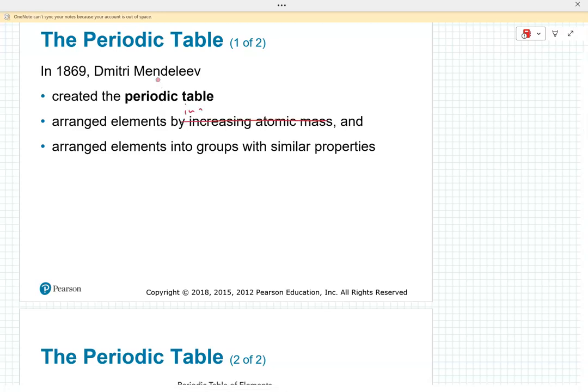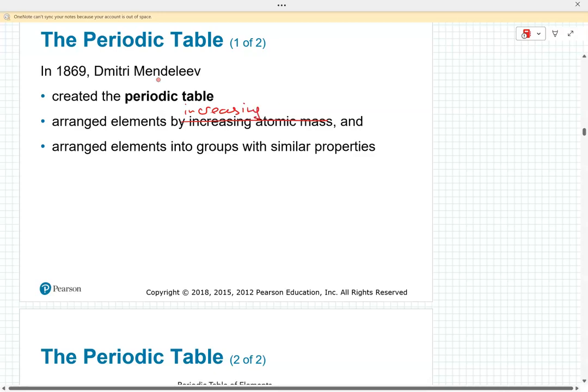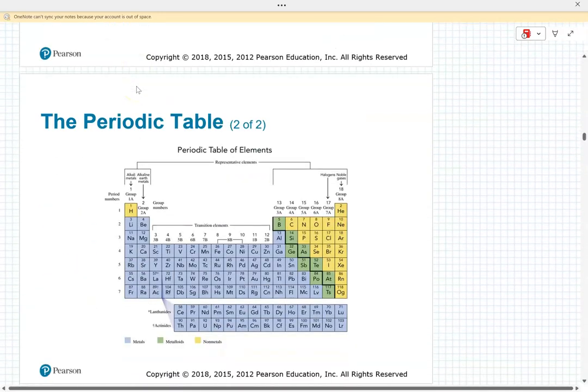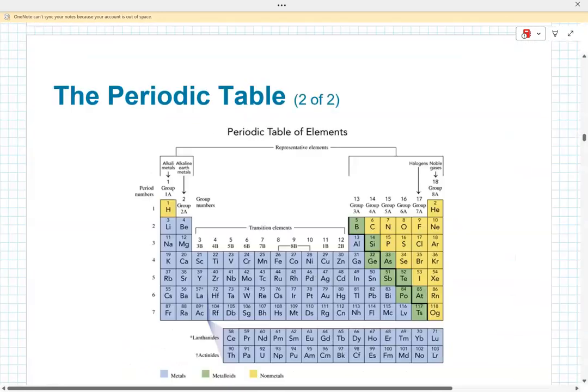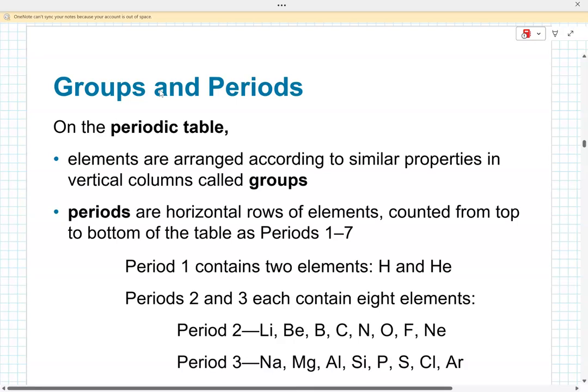By increasing atomic number. Well, to be fair to Mendeleev, when he was arranging elements, he used increasing atomic mass. But eventually it boiled down to the fact that we need to give all these elements a specific number, like 1, 2, 3, and so on. But these numbers aren't merely the order in which they go. They actually are rooted in a fundamental property of an element.